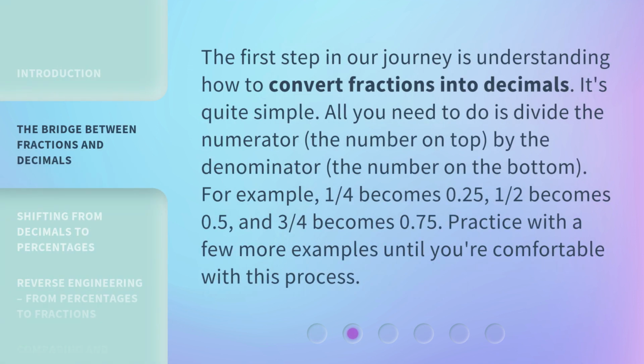The first step in our journey is understanding how to convert fractions into decimals. It's quite simple. All you need to do is divide the numerator, the number on top, by the denominator, the number on the bottom. For example, 1/4 becomes 0.25, 1/2 becomes 0.5, and 3/4 becomes 0.75. Practice with a few more examples until you're comfortable with this process.